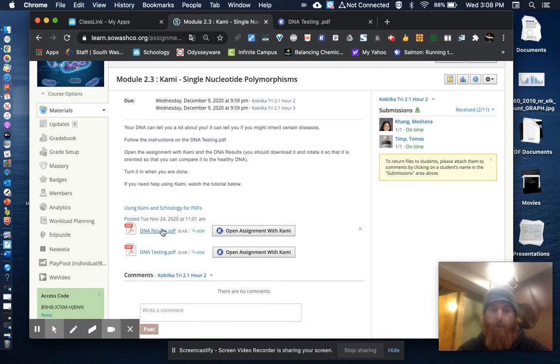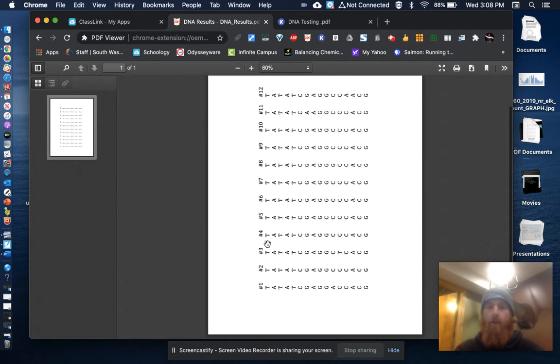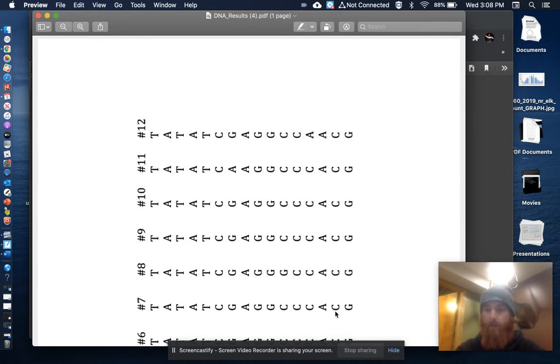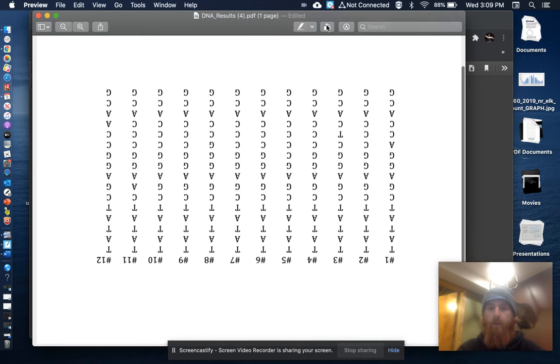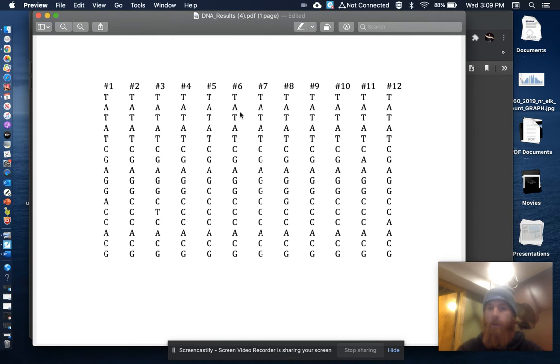You're going to open up the DNA results just as a PDF, okay? And notice it's sideways. So the way to cure this is to go ahead and download this to your computer, to your Chromebook, and then you'll be able to manipulate this. And you see this button up here? You're going to click this button so it rotates this until we get the orientation just right. There, we can read all of these.